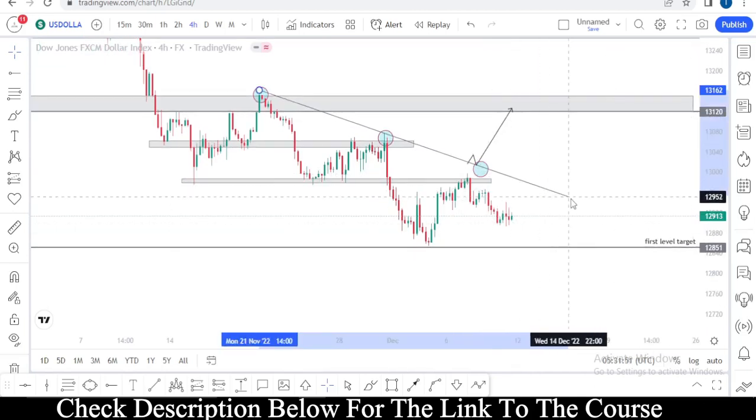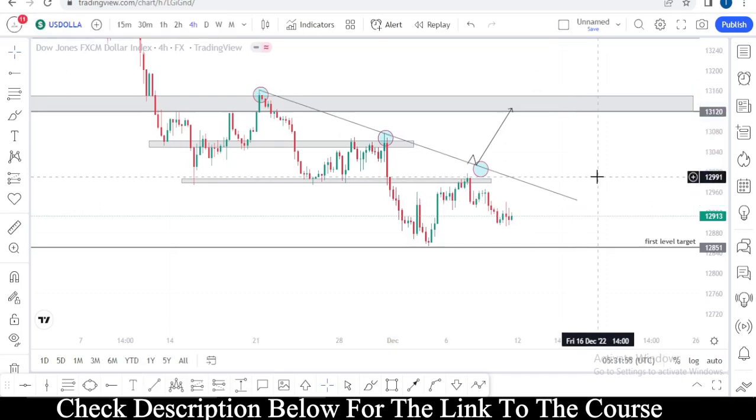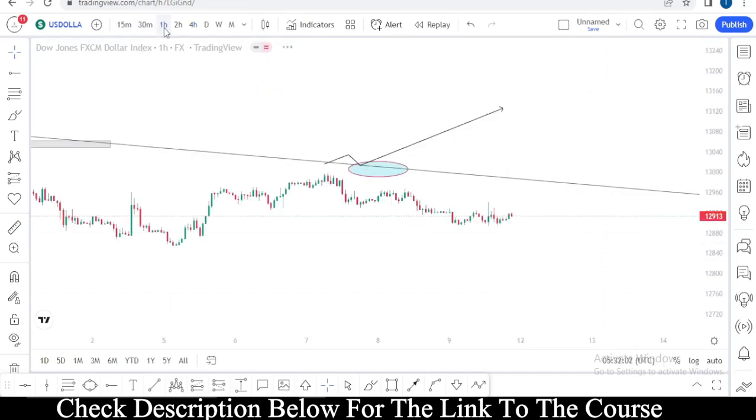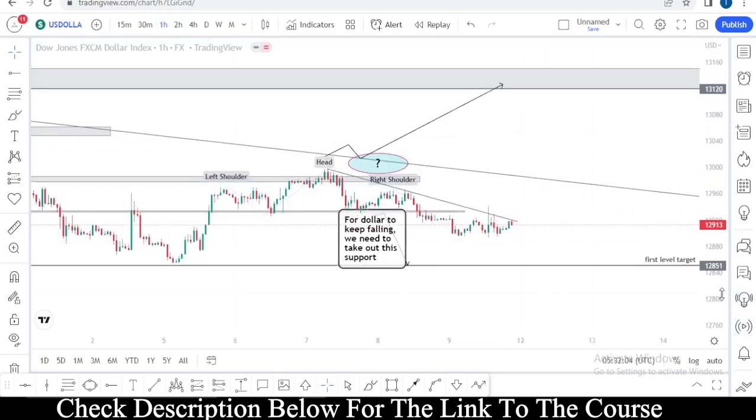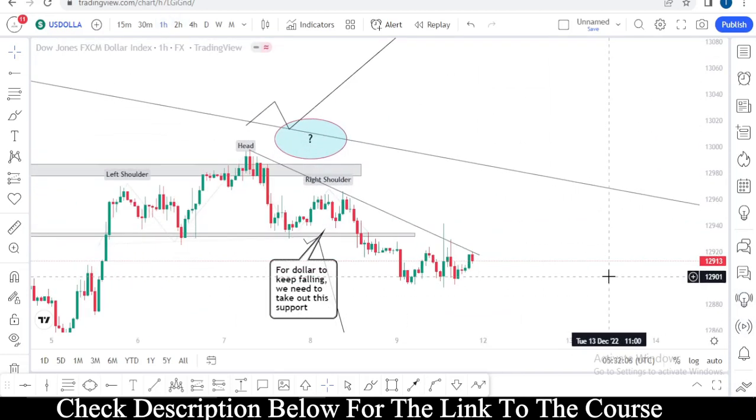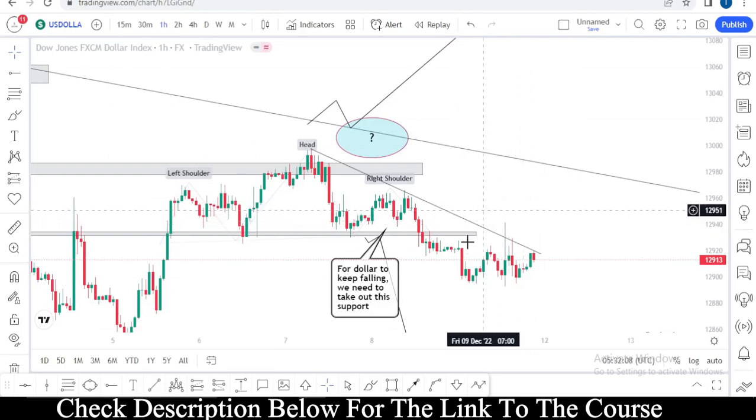We are still trading below this trend line. So for me to start trading in favor of the US dollar, I would like to see price break above this trend line. However, I'm still seeing an area, considering how last week closed. I'm still looking at this area.